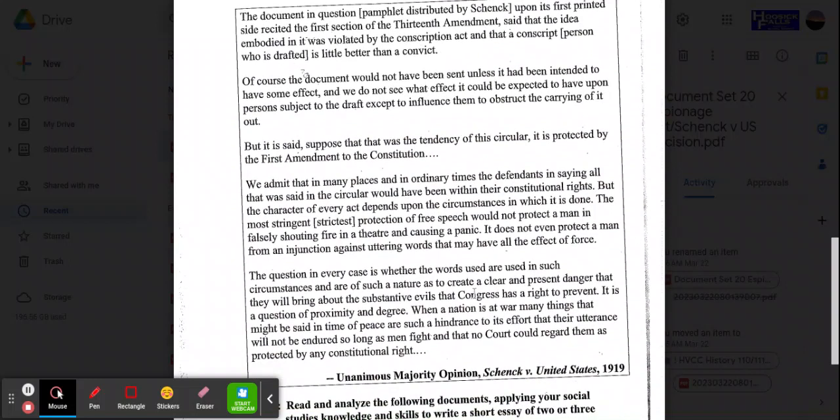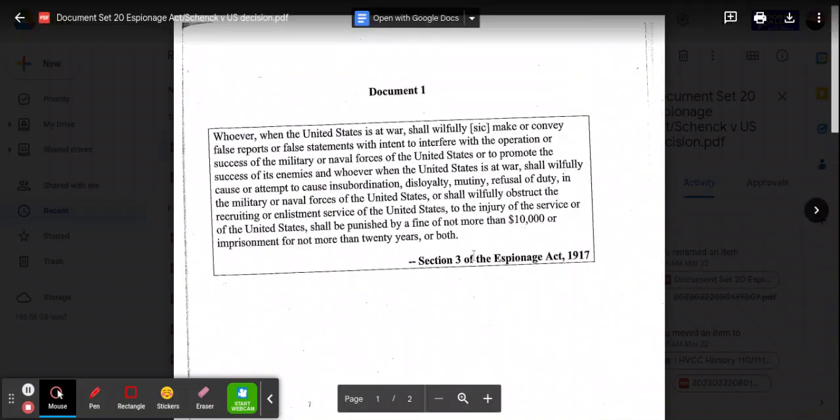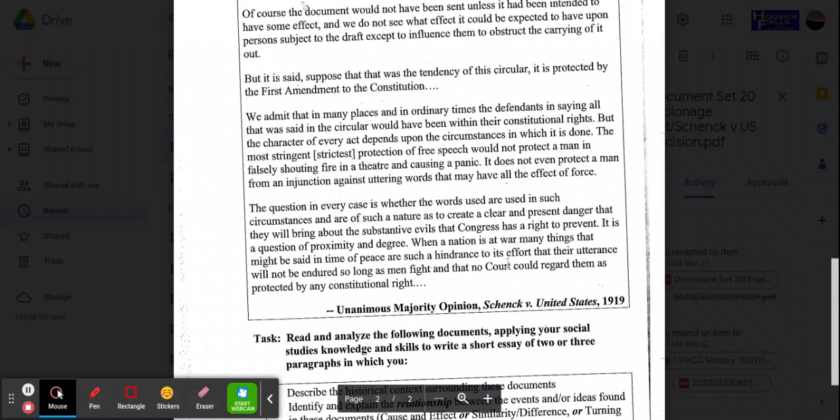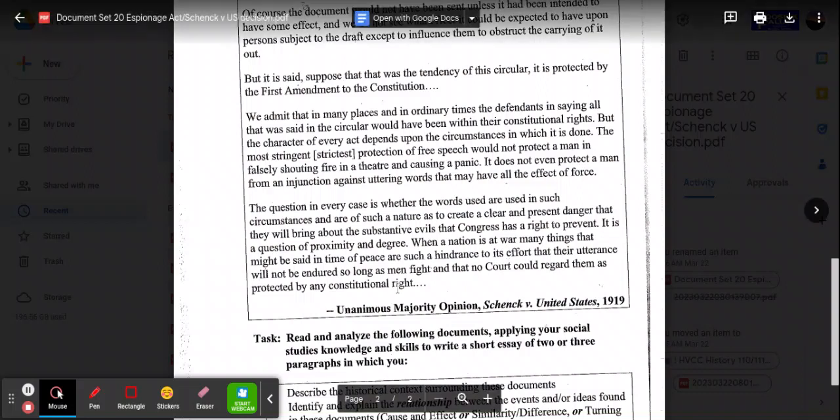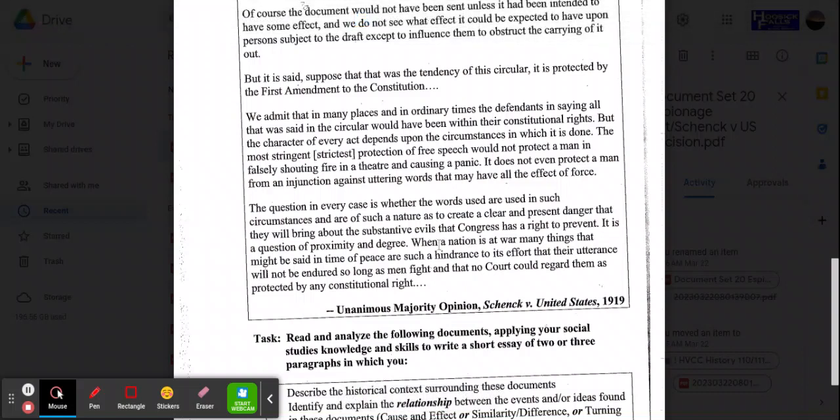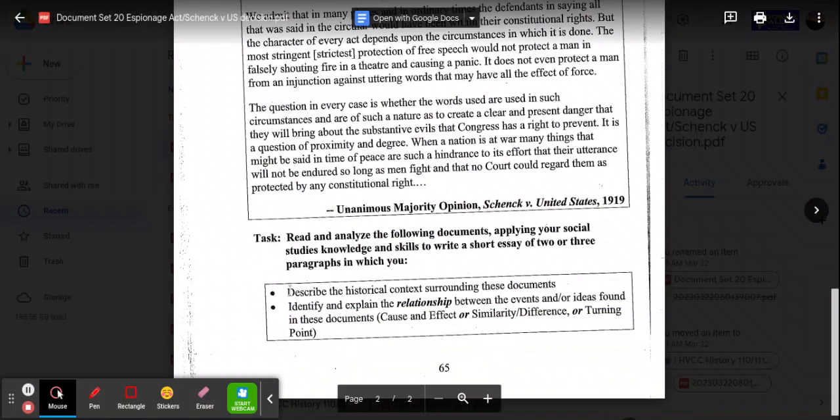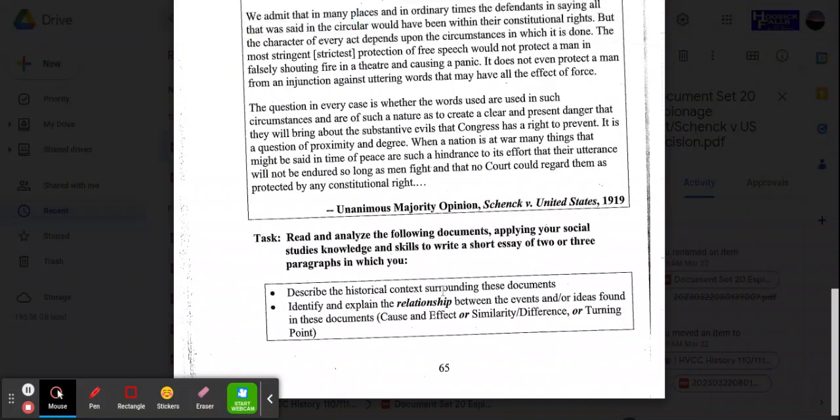So after studying both document 1, the Espionage Act, reading document 2 on Schenck v. United States 1919, and then rewatching the Schenck v. United States video clip, I would like you to complete the following: read and analyze the following documents, applying your social studies knowledge and skills to write a short essay of 2 or 3 paragraphs in which you do the following. First bullet: describe the historical context surrounding these documents.